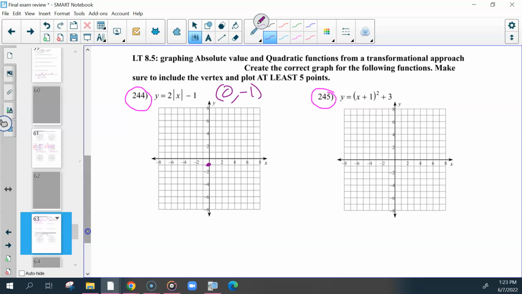And then our scale is 2. So instead of going up 1, right 1, we're going to go up 2 to the right 1 and keep doing that at least 5 times. And then do it the other way as well. Go up 1 or up 2, left 1 and keep doing that as many times as possible until you have at least 5 points.